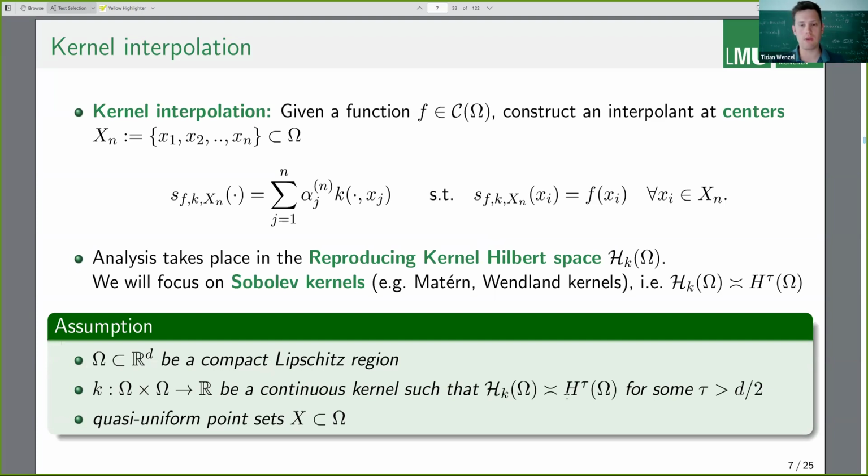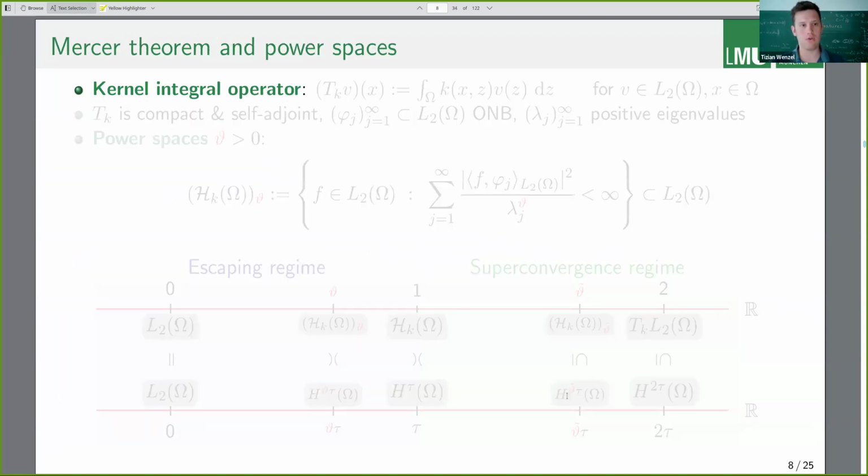Okay, and with this, we can now have a look at the Mercer theorem and at power spaces. I think they might also be familiar to some of you because they provide a convenient framework for the approximation. So for sure, we need to have the kernel integral operator. The kernel integral operator is like this. We simply integrate a function from L2 against the kernel, which then gives another function.